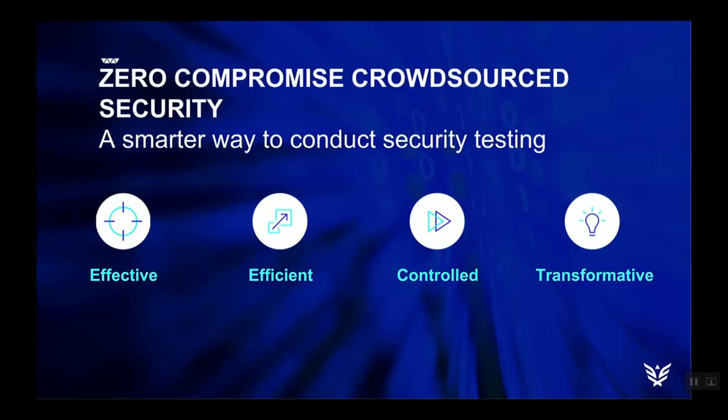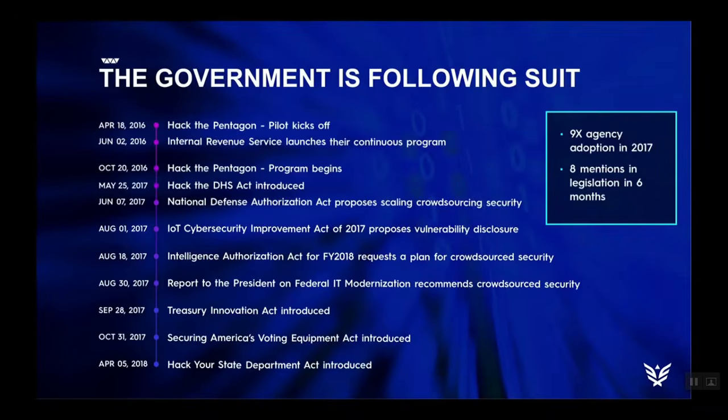And it's transformative, right? It's an agile security lifestyle, integrating into your security and development teams seamlessly so you can innovate the smart way and you can build systems on the fly while testing the systems on the fly as well.